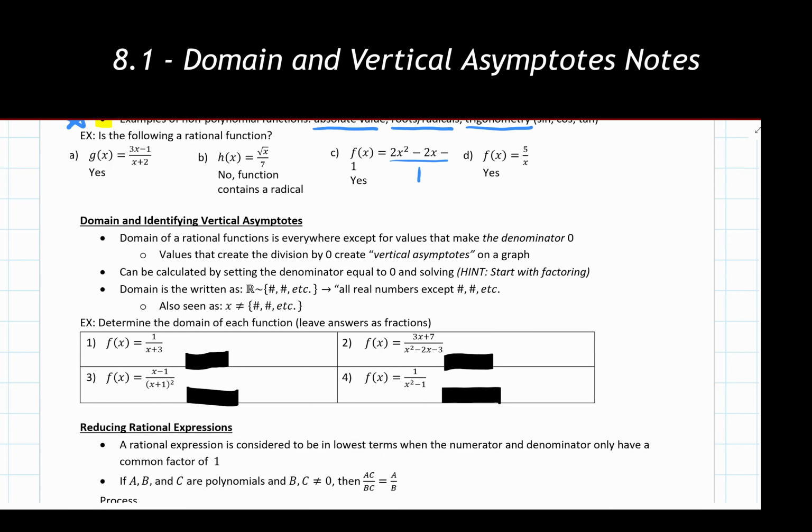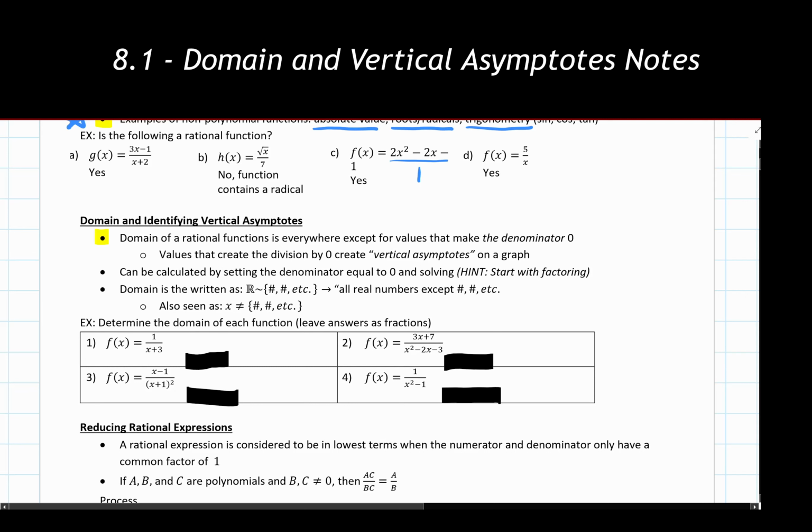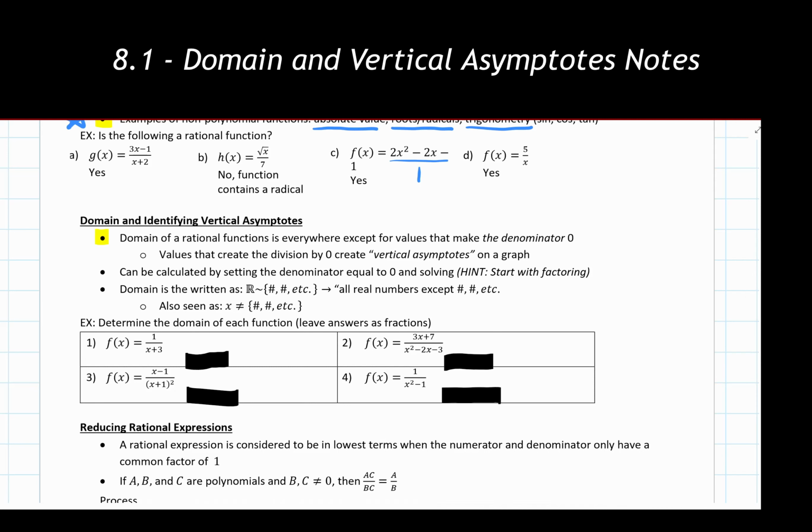The next part of this section that we're going to cover is the domain and identifying vertical asymptotes of rational functions. So our main definition, or the thing we need to look for, is that the domain of a rational function is everywhere except for values that make the denominator 0. And we are specifically looking at the denominator here. So that's our main focus with a lot of these, if we're told to find the domain or find the vertical asymptotes of something.